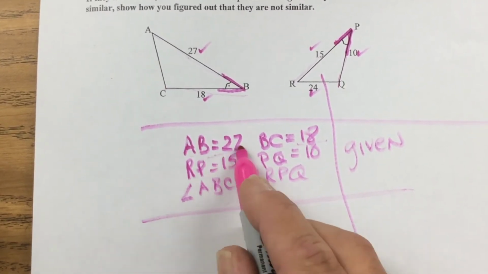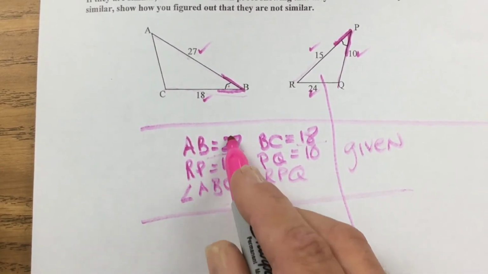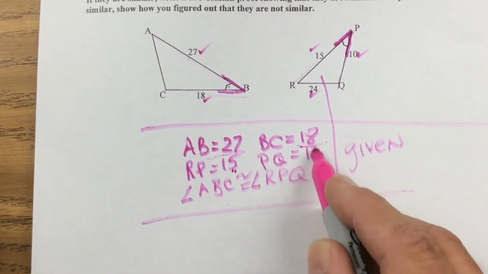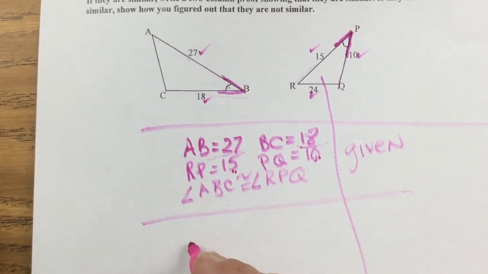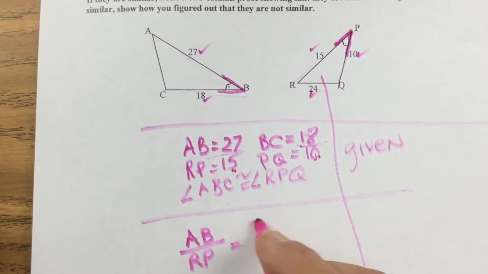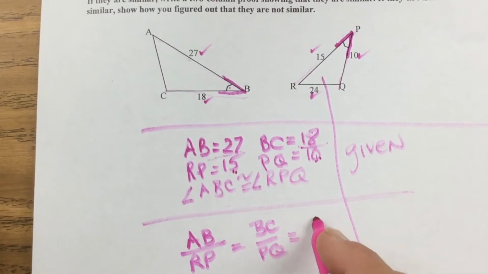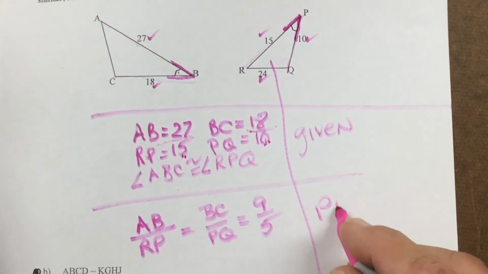So here, right, you got 27 over 15. That reduces to 9 over 5 if I divide top and bottom by 3. Over here, if I divide top and bottom by 2, I get 9 over 5. That's the same number. That means that AB over RP is equal to BC over PQ, which is equal to 9 over 5. And how do I know that? Proportions.